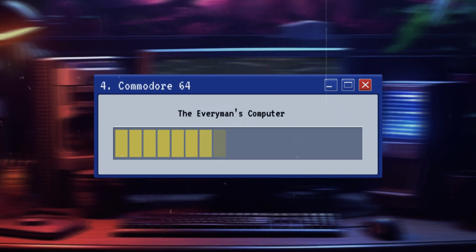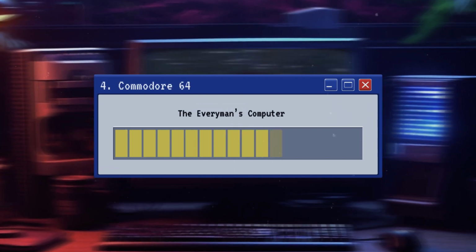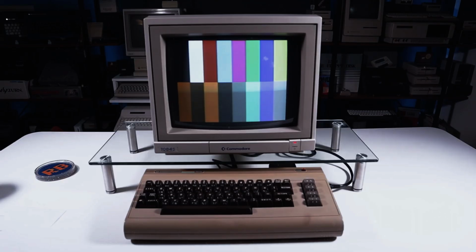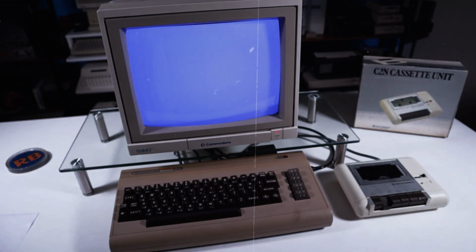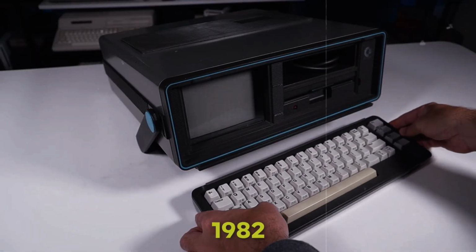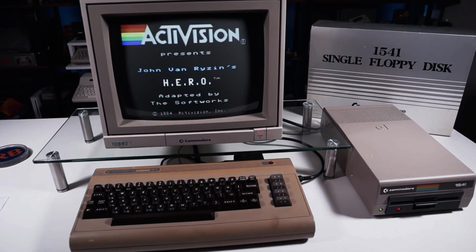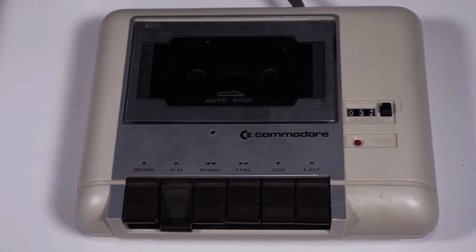Number 4. Commodore 64, the everyman's computer. Next up, we have the Commodore 64. This thing was not just a computer, it was a cultural phenomenon. Released in 1982, it boasted 64 kilobytes of memory, which was quite an impressive figure for the time.